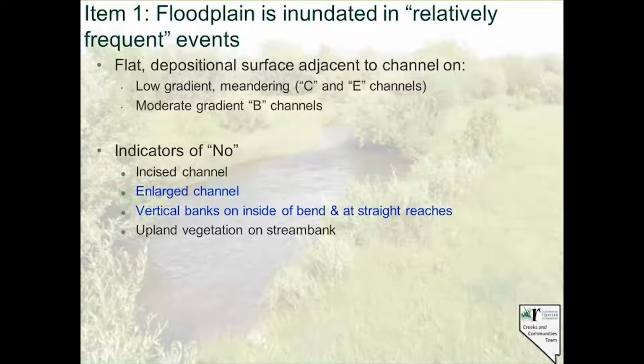So what are the indicators of no? An incised channel, so it's vertical instability or erosion, and an enlarged channel, so it's sort of the lateral instability or erosion. Vertical banks on the inside of bends and at straight reaches. On the inside of bends, that's where we typically would expect to see deposition. And if you're seeing erosion where you've got deposition, then you know something's really out of whack, and you're probably getting too much shear stress in your channel itself.